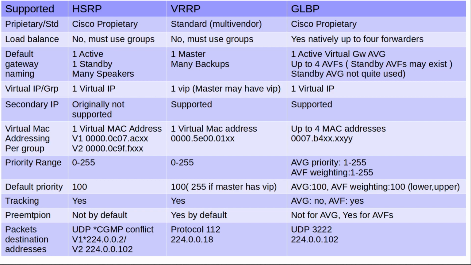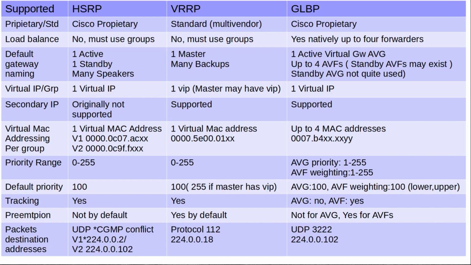The naming convention for HSRP is that the device that is the default gateway is known as active, the second in line is standby, and the others are listeners. For VRRP, your default gateway is known as master, whereas the others are known as backups. For GLBP, you have one active virtual gateway, or AVG, and up to 4 active virtual forwarders, or AVFs.